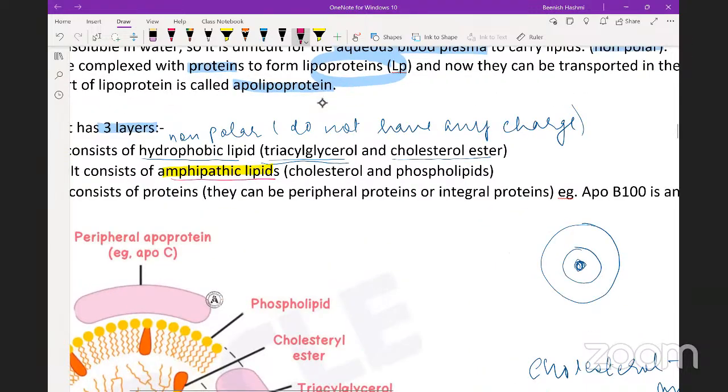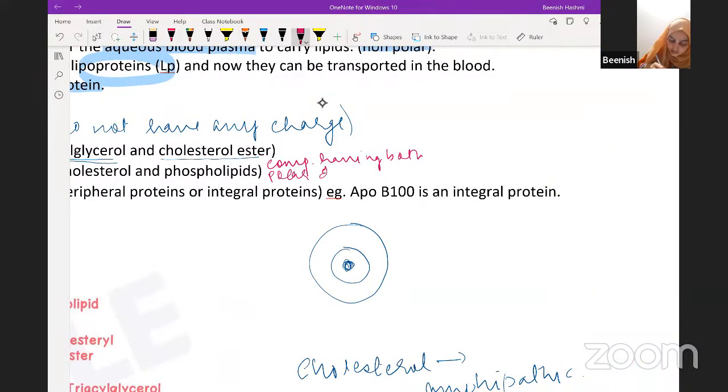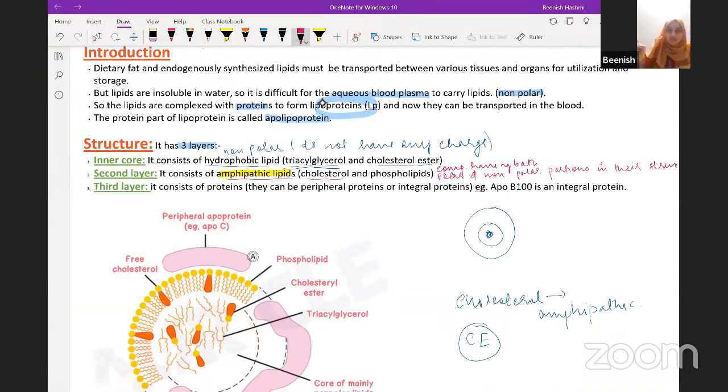Amphipathic compounds have both polar and non-polar portions in their structure. So that is your cholesterol, like I just described, and your phospholipids. They are amphipathic, so they are present in the second layer.